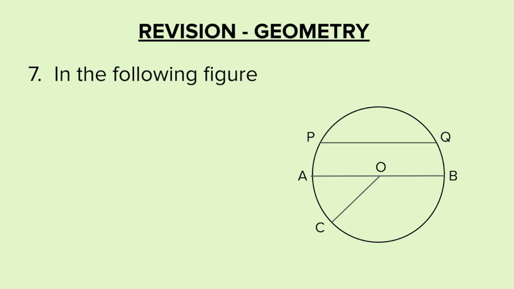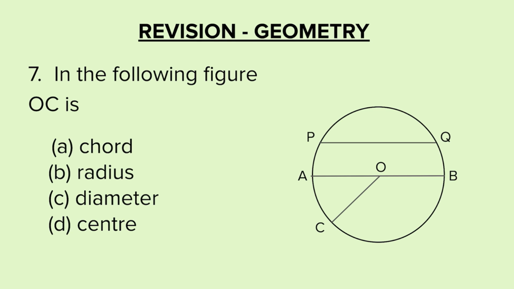Question 7. In the following figure, OC is this line where one point is at the center and the other point of the line segment is on the circumference of the circle. So that is actually the radius. Let us look at the options. The options are chord, radius, diameter and center. Option B says radius, so we will choose option B. Now there are more than one radius in this figure. I can see 3. Let us move to the next question.